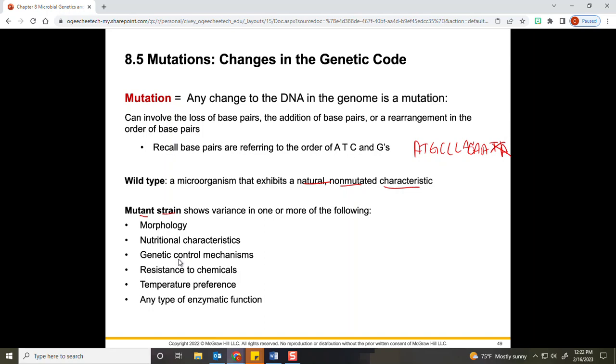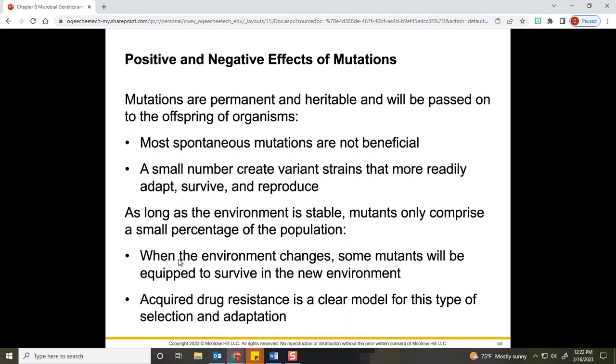So this mutation causes variation once again in the population. They can have positive effects or negative effects. So these mutations are permanent and they are heritable because genes are transferred from one parent to the offspring. Most of them are spontaneous and not beneficial, but a small number create variant strains that are more readily able to adapt and survive and reproduce.